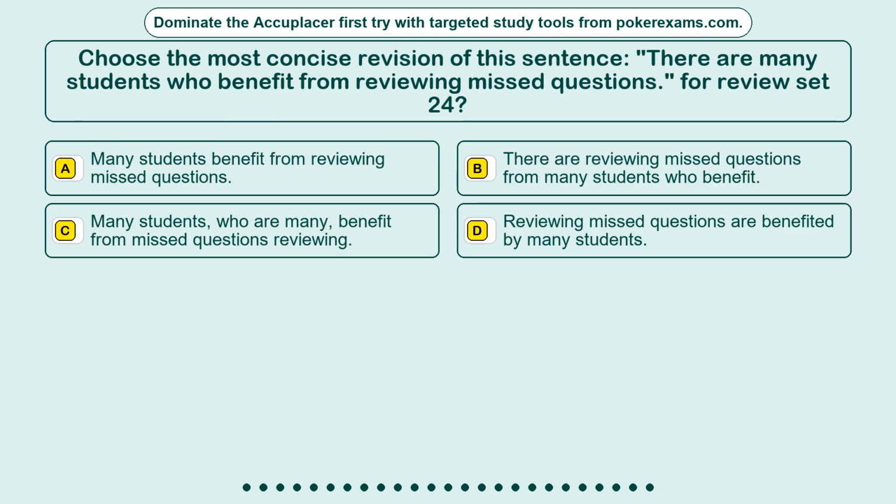Question 22. Choose the most concise revision of this sentence. There are many students who benefit from reviewing missed questions. For review set 24. Option A. Many students benefit from reviewing missed questions. Option B. There are reviewing missed questions from many students who benefit. Option C. Many students, who are many, benefit from missed questions reviewing. Option D. Reviewing missed questions are benefited by many students.